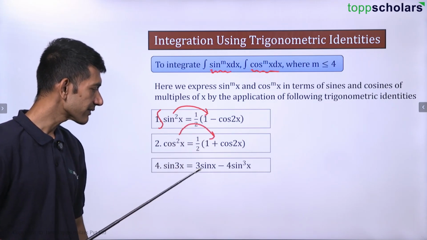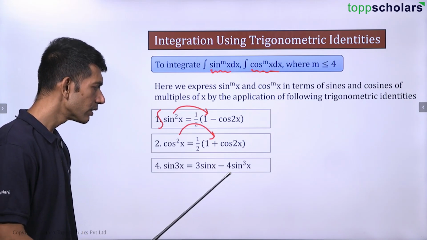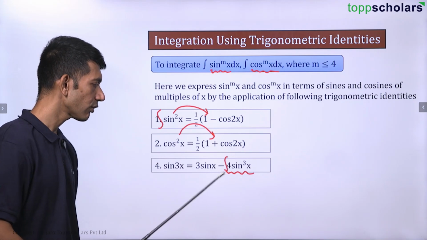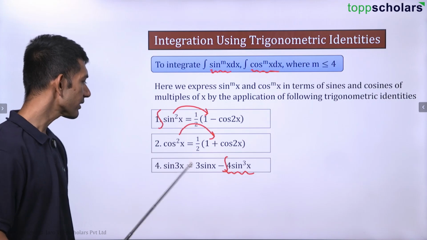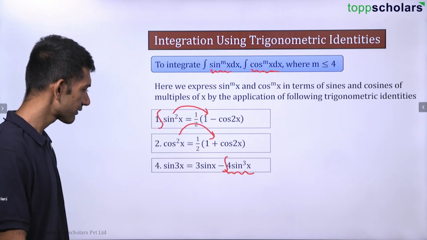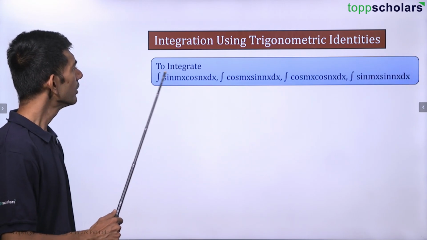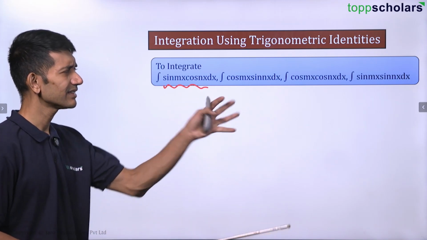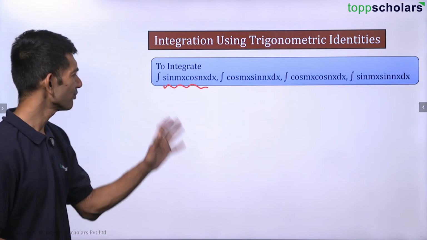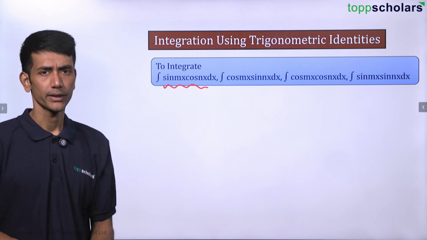If you have sine 3x, that is 3 sine x minus 4 sine cube x. Or else if they give you the integration of 4 sine cube x, you can take it as 3 sine x minus sine 3x. Then you have this. Let's continue. To integrate sine mx cos nx dx, these are the different combinations basically. You'll get to know once we solve the problems based on it.